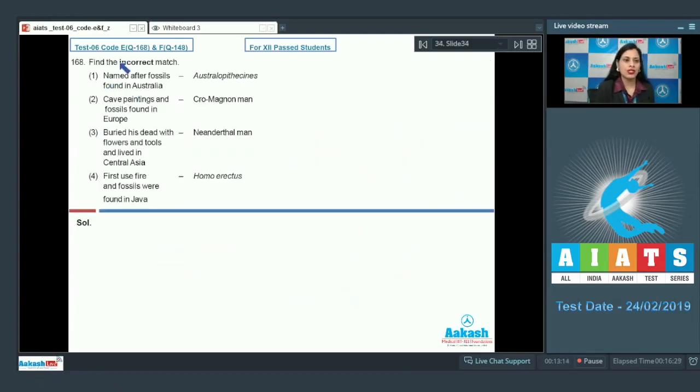Question number 168. Find the incorrect match. The very first match given is named after fossils found in Australia, and the match is Australopithecines. As it is an incorrect match, this is the correct answer to our question. Because the fossils of Australopithecines were initially found in South Africa and not in Australia.